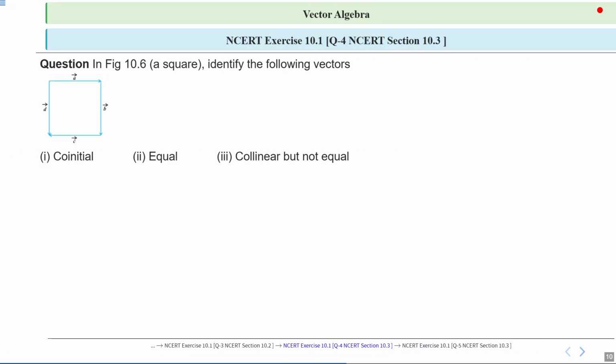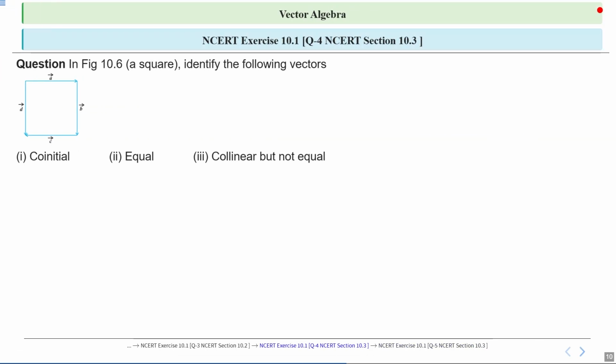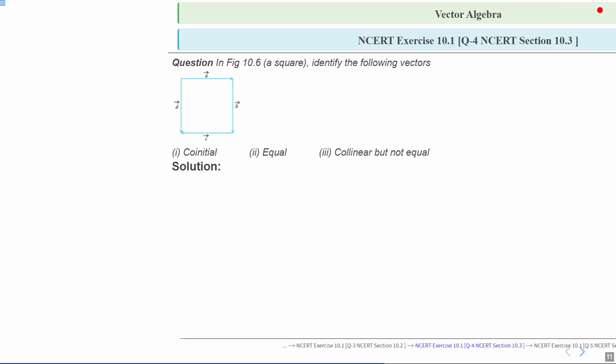Okay, let's see next. NCERT exercise 10.1, question number 4, which says identify the following vectors. First, co-initial, second, equal, and third, collinear but not equal. So we have to basically identify them. Let's see how we can solve this.